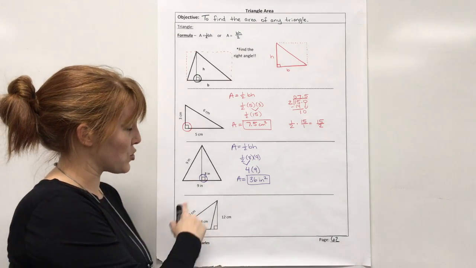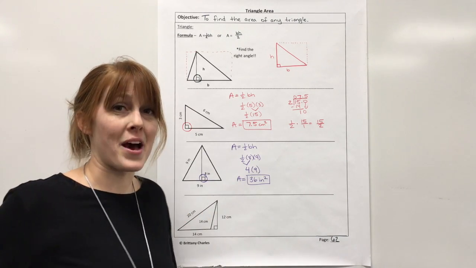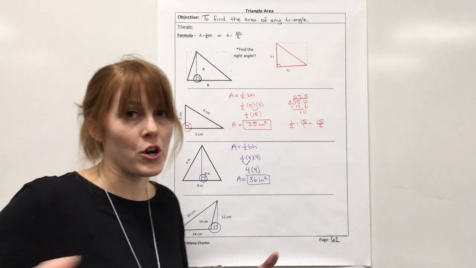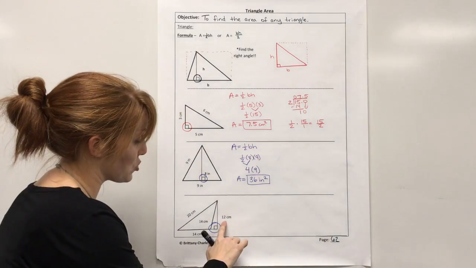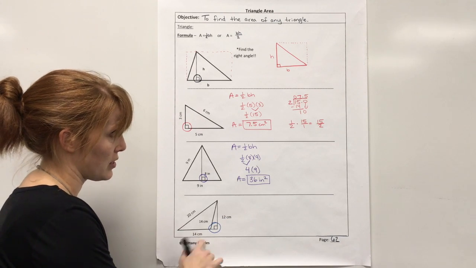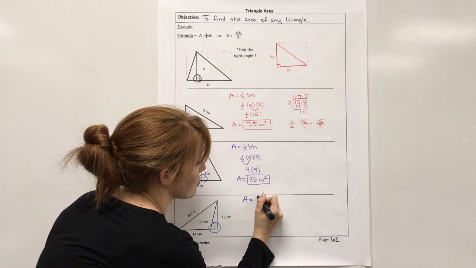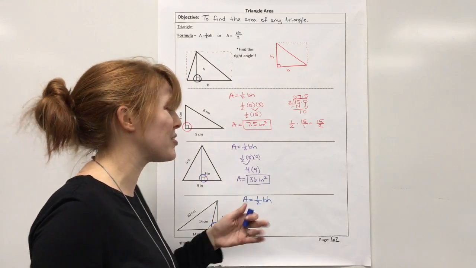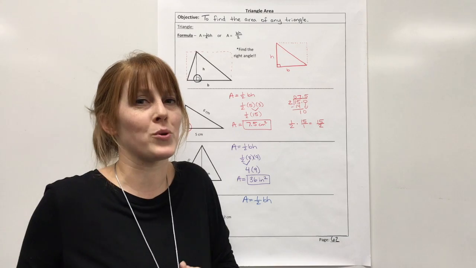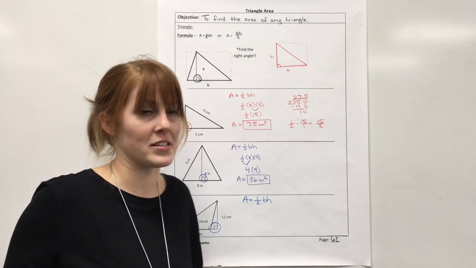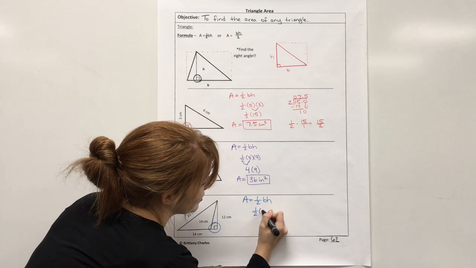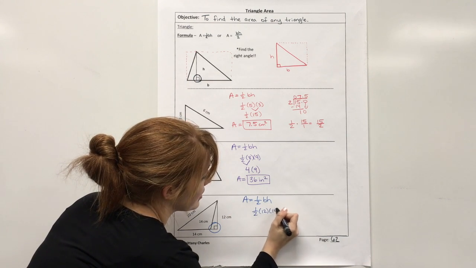Well, in this case, the right angle is on the outside, but that doesn't matter. You're still going to look at the right angle and see which lines are helping form that right angle. In this case, 12 and 14. So area equals 1/2 base times height. I always write the formula. It just helps you to remember to divide by 2 at the end, because that's a common mistake that I see. So 12 and 14, 1/2, 12 times 14.